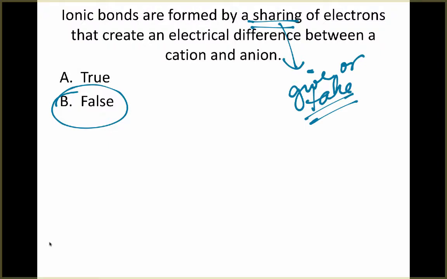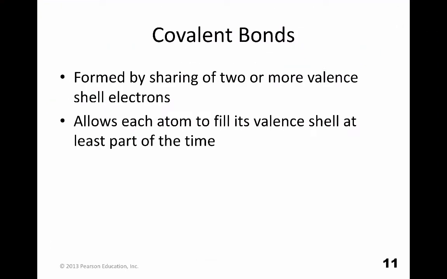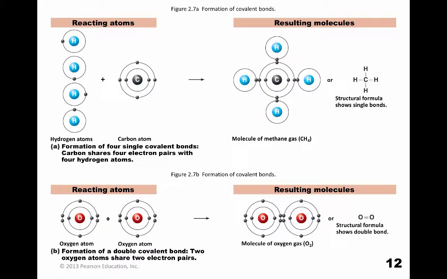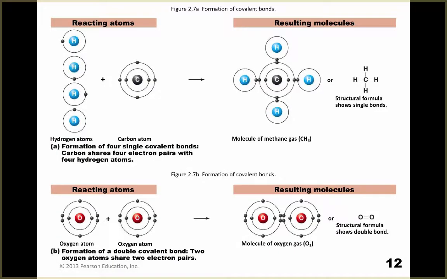Which is a covalent bond. That is the next type of bond we're going to look at. So covalent bonds work by sharing two electrons within valence shells or valence orbitals. It allows each atom to fill its valence shell at least part of the time. And these happen between two nonmetals.